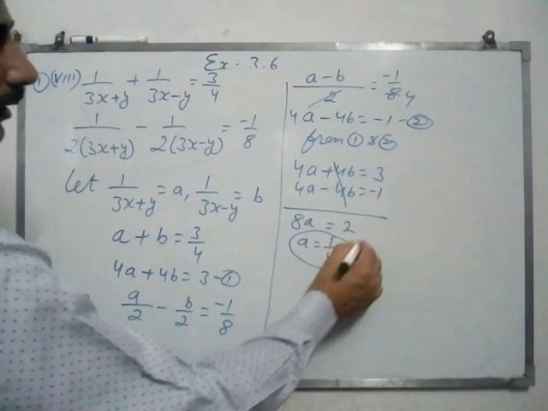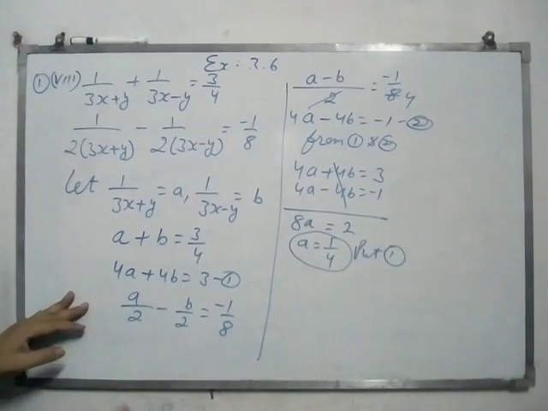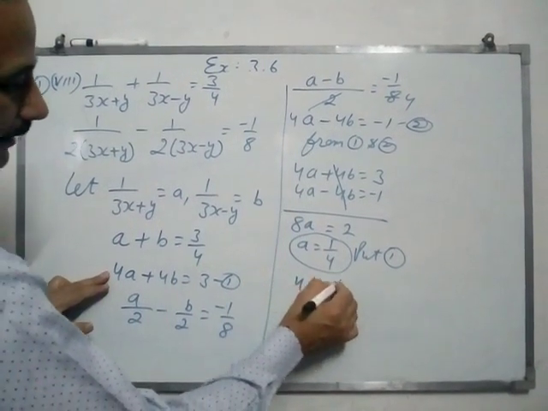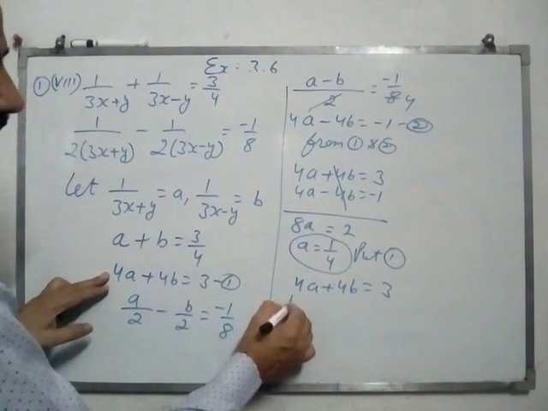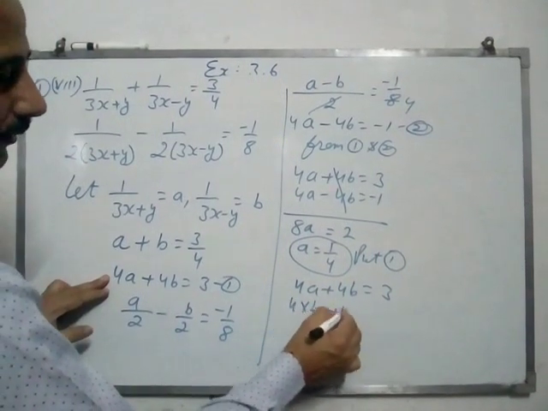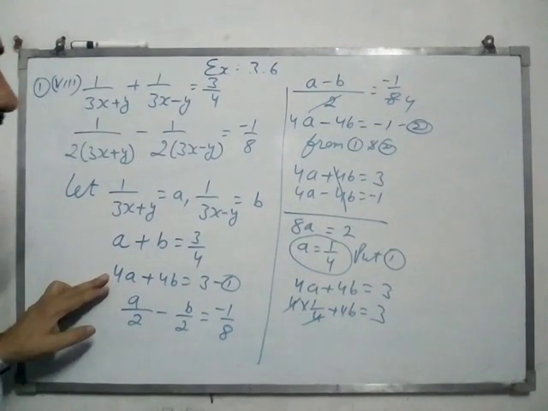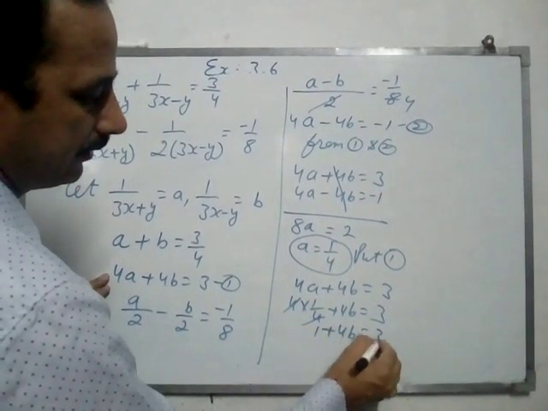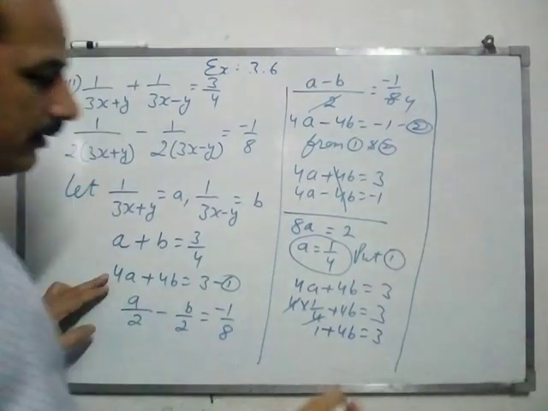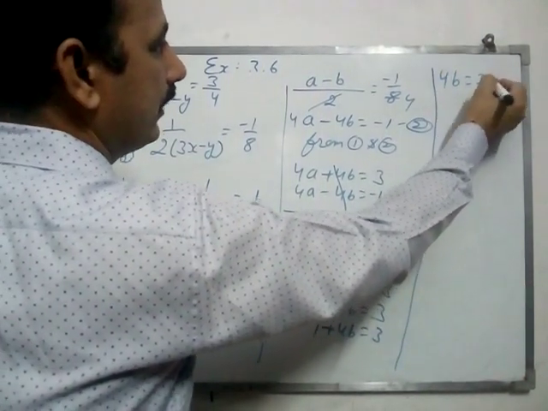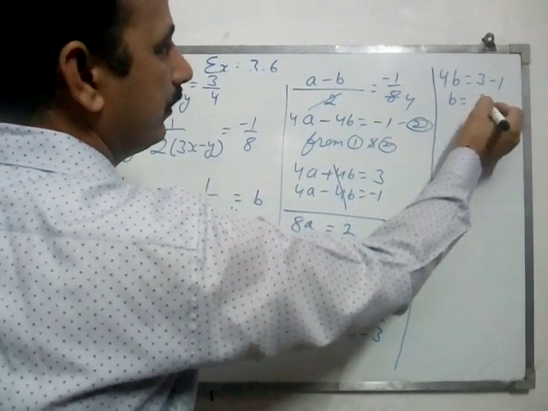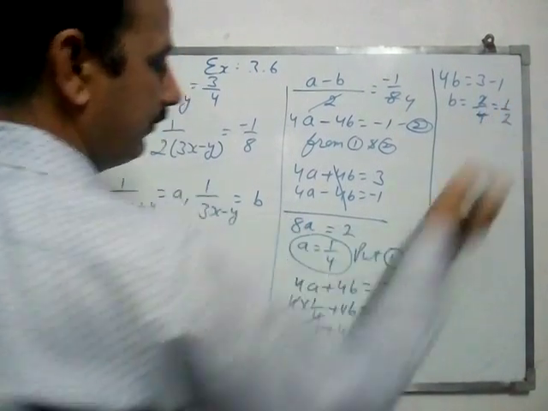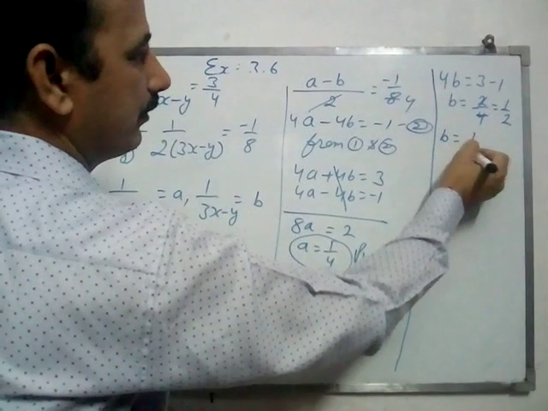Right? So put it in equation number 1, that is 4a plus 4b equal to 3. 4 into 1 upon 4 plus 4b equal to 3. So 4 cancels with 4, and it becomes 1 plus 4b equal to 3. So 4b equal to 3 minus 1, b equal to 2 upon 4, so it becomes 1 upon 2. So b equal to 1 upon 2.